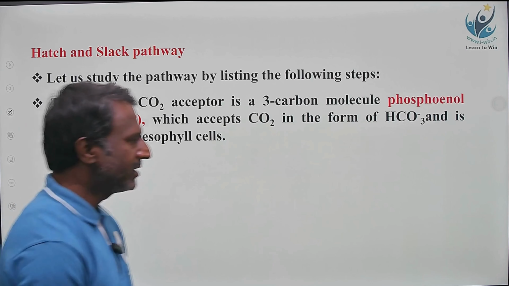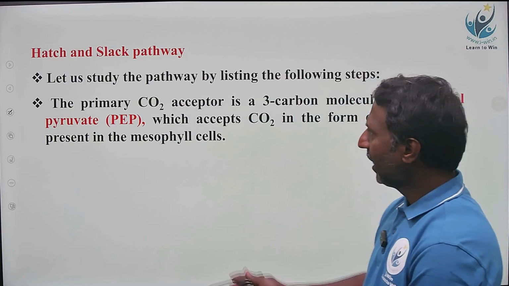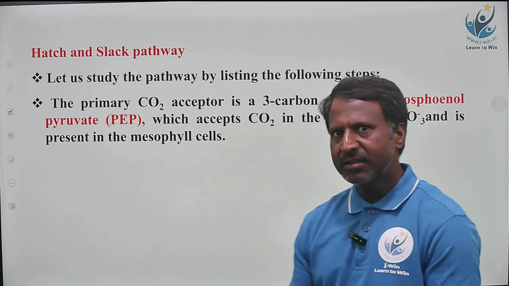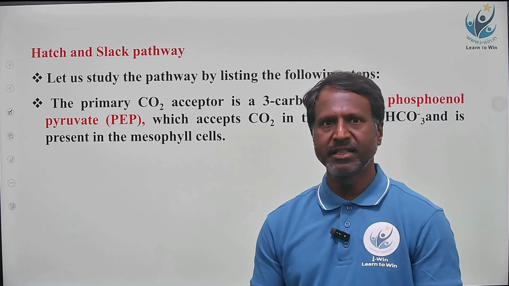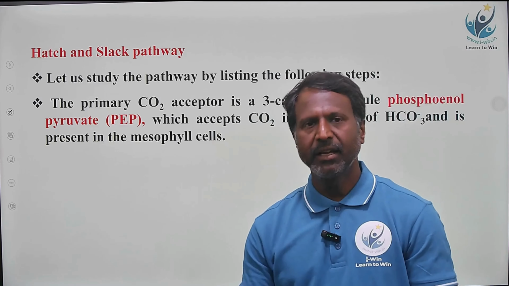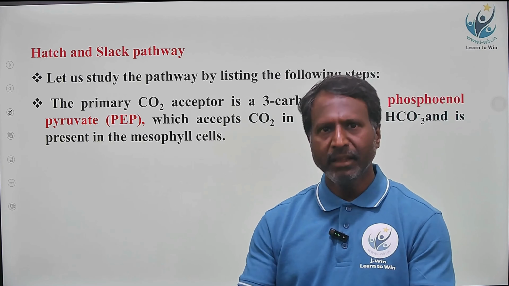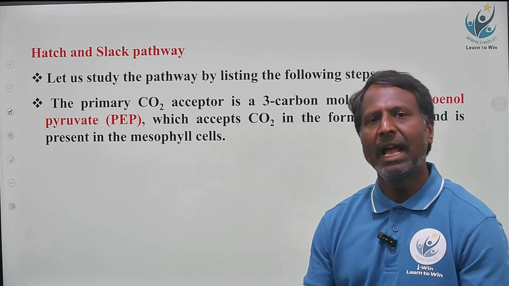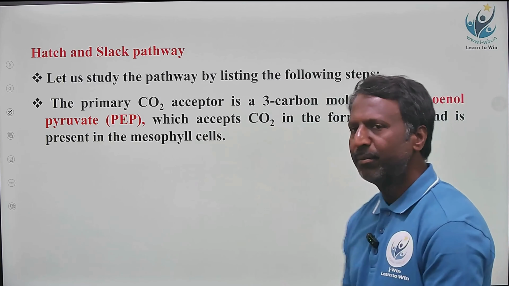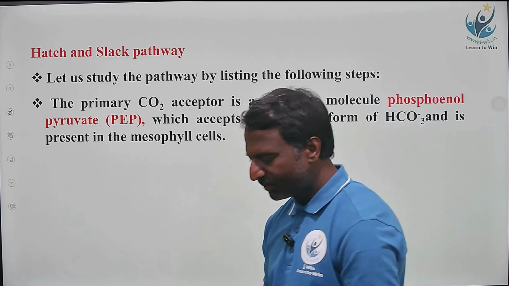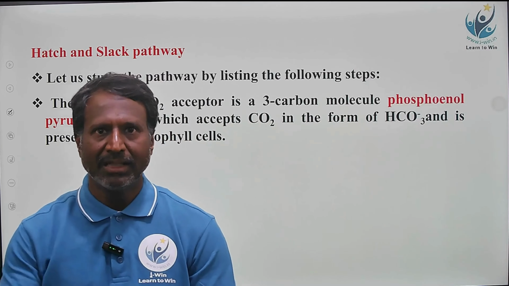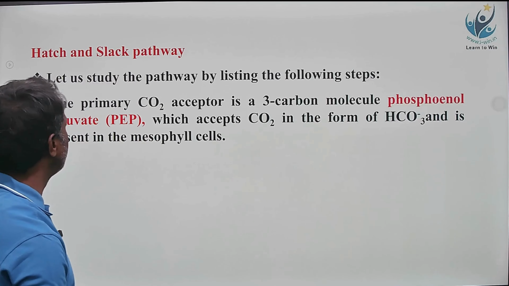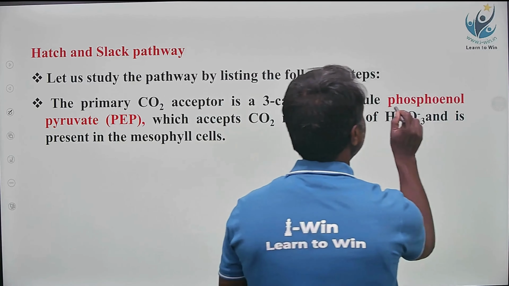But before that, look at the primary CO2 acceptor. That means, once the plant takes in this CO2, what happens? In the chloroplast, in the cells of the mesophyll, the CO2 is accepted by an organic compound. That organic compound, in the case of the Hatch and Slack pathway, is phosphoenol pyruvate.